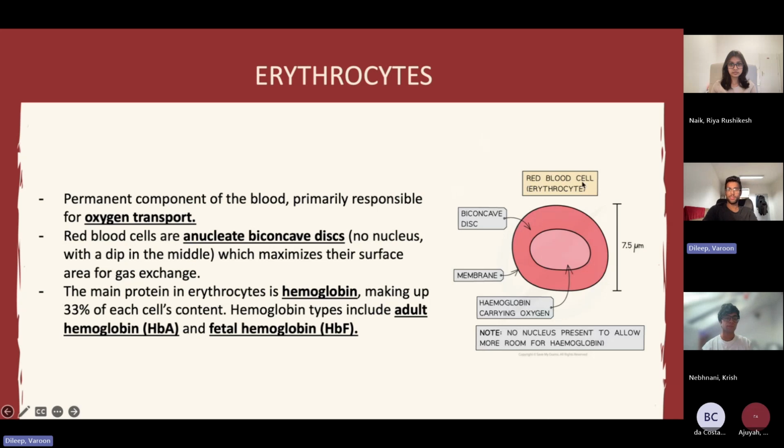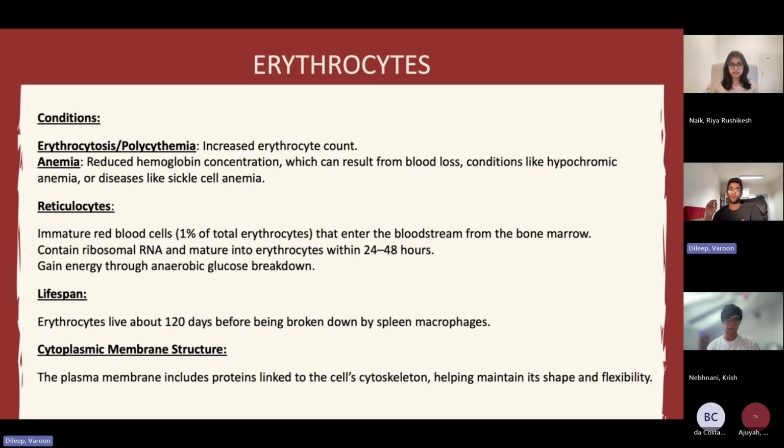So in this diagram, you can see the basic characteristics of the red blood cell. You can see the biconcave disc shape. This represents the hemoglobin. And since they do not have a nucleus, this provides a bigger space to allow more oxygen transport. When we talk about conditions related to erythrocytes, we can have erythrocytosis or polycythemia, which is an increase in the number of erythrocytes. Anemia is the opposite: a decrease in the number of erythrocytes because of reduced hemoglobin concentration. This can be due to conditions like hyperchromic anemia as well as sickle cell anemia.